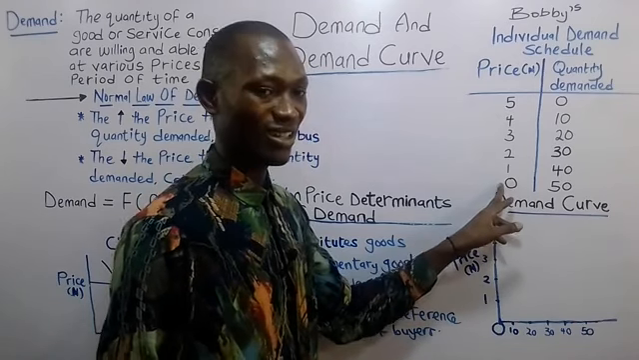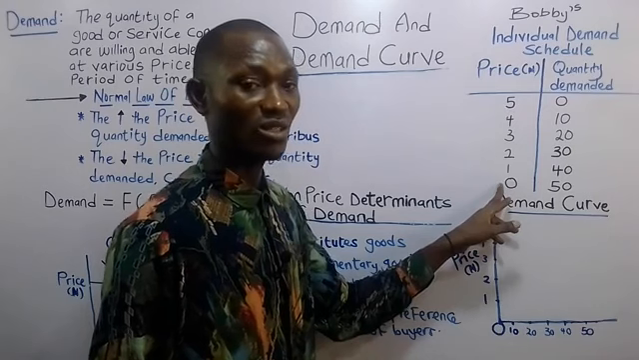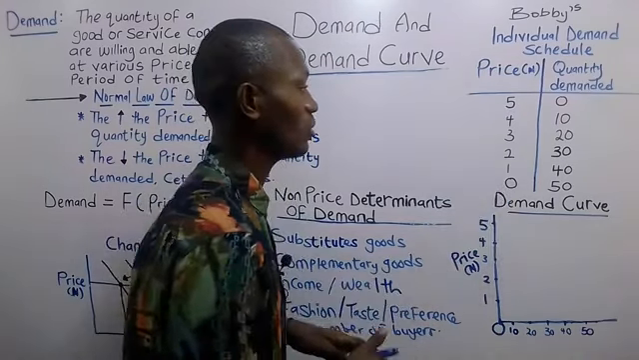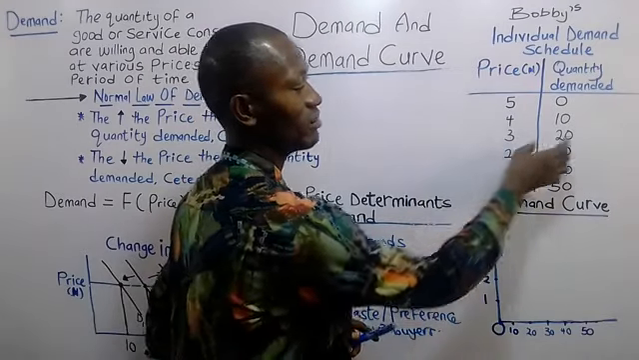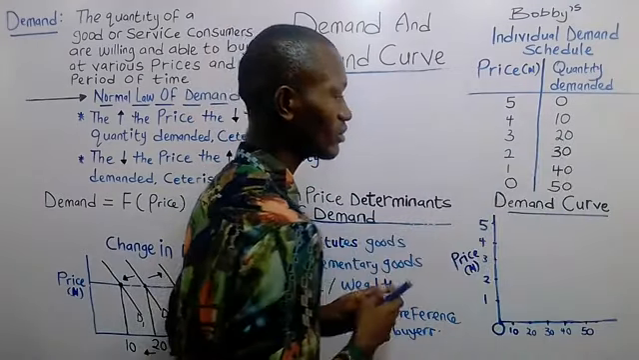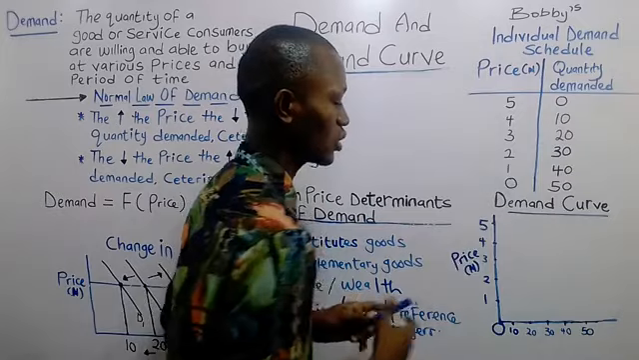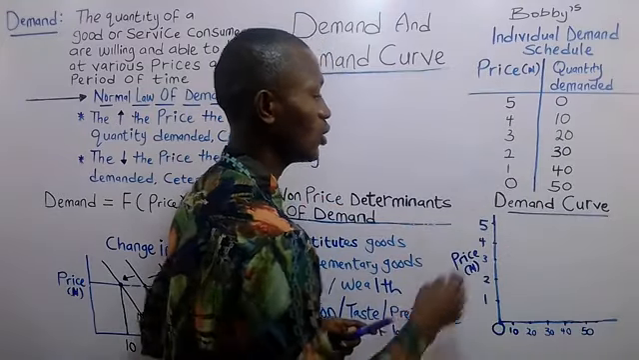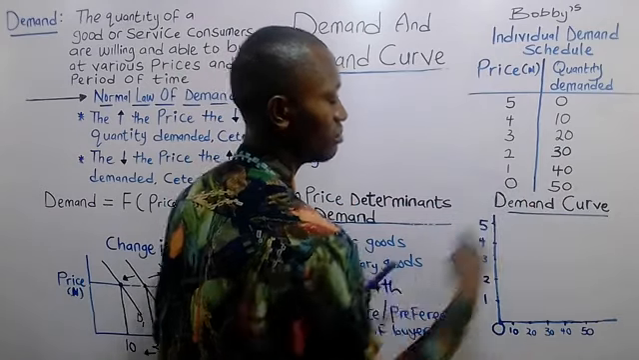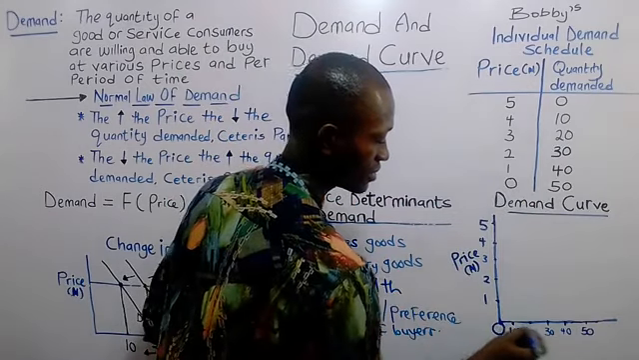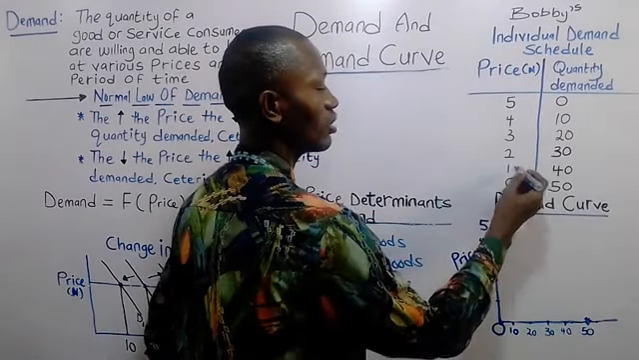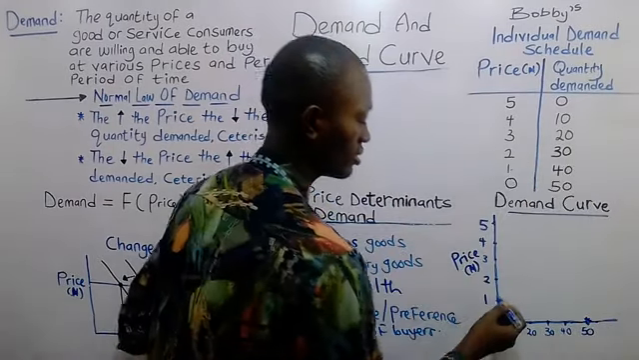Hardly would you see the price of economic goods being 0. So this is a case of free goods. As the price rises, it buys less. So let's plot these prices against the respective quantities. When the price is 0, it buys 50. So we have it, 50. We asterisk it, 50. When the price is 1, it buys 40 units.